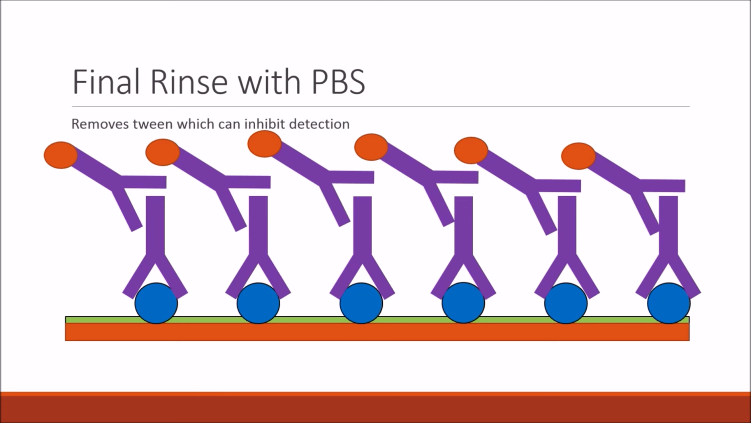So after we've done the final application of the secondary antibody and the final rinse using PBS tween, we then need to do a complete final rinse using just PBS. What this does is this will remove any tween which has been left over, which can inhibit the detection process.